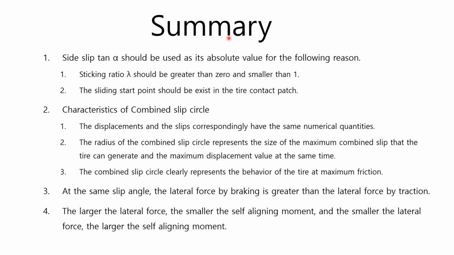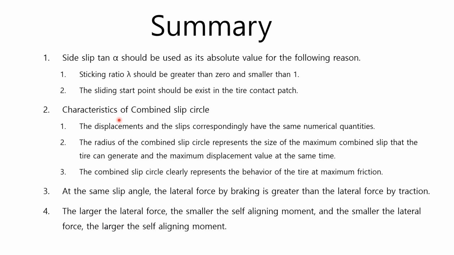Here we have a summary. Side slip tangent alpha should be used as its absolute value for the following reason. Sticking ratio lambda should be greater than 0 and smaller than 1. The sliding start point should exist in the tire contact patch.